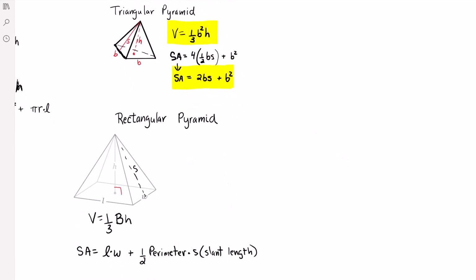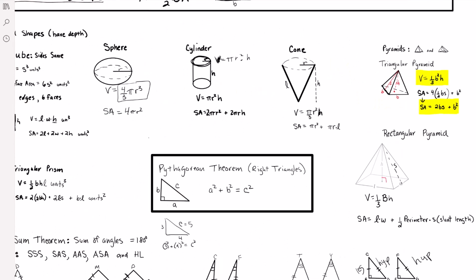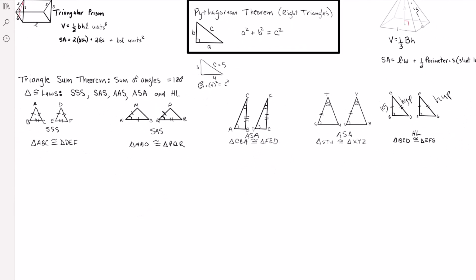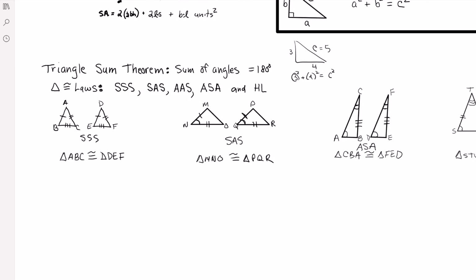Make that smaller. Those are the two formulas. And then some important things to remember. So theorems, triangle sum theorem just means when you add up all the angles of a triangle, they add up to 180.